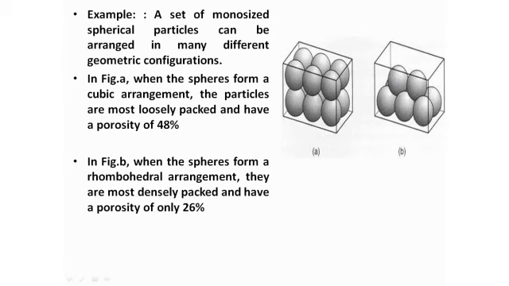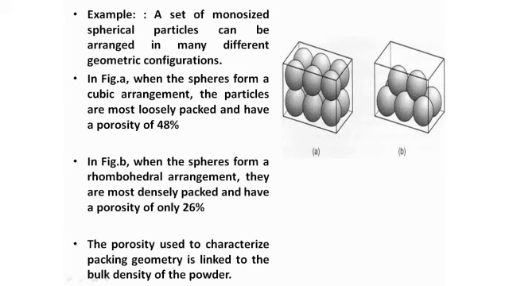It is 26%, right? So the porosity is used to characterize the packing geometry and it is linked to the bulk density of the powder. The porosity determines the packing geometry. If the porosity is more, then it may have a cubic arrangement. If the porosity is less, it may have a rhombohedral arrangement, and thus it controls the bulk density of the powder. Clear?